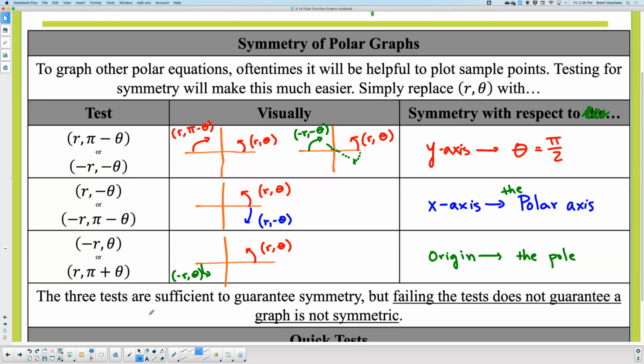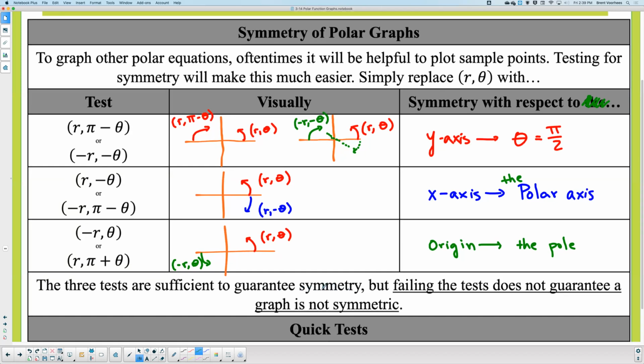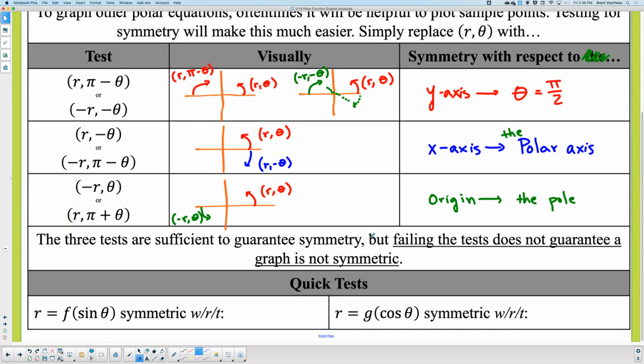Here's what this says. If you test these by plugging in, one might fail, but just because that fails doesn't mean it's not symmetrical. If you test the other, it might pass. If either one of these tests pass, then it's symmetric. Okay, so that's what that's saying here. If it passes, it's guaranteed symmetric.